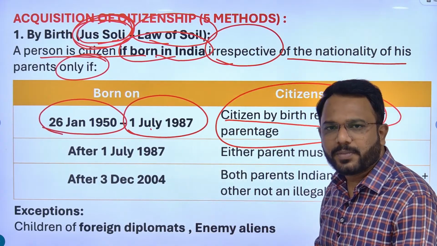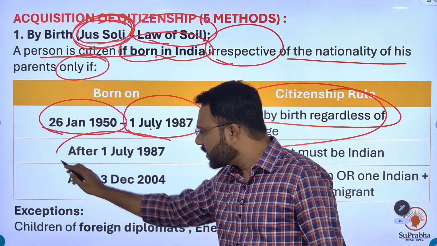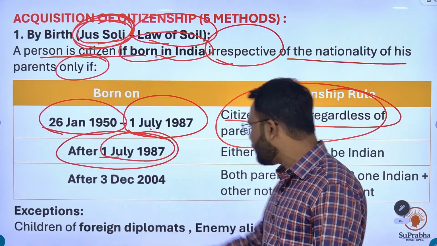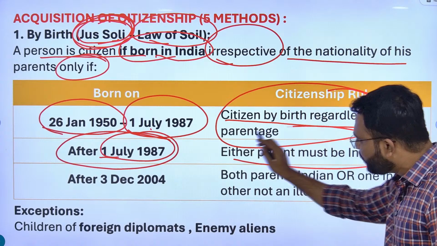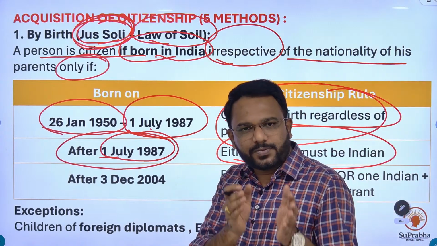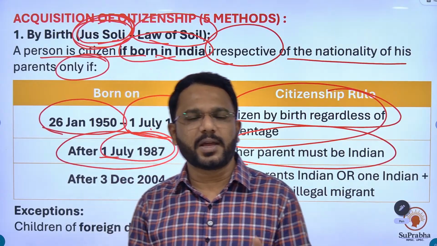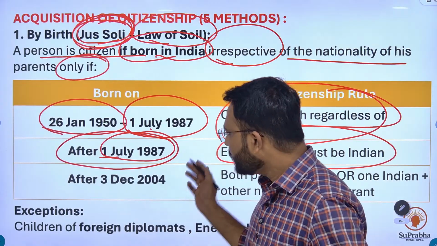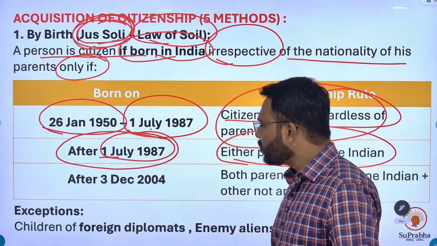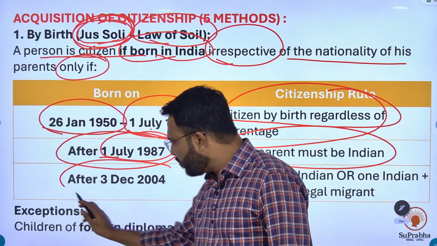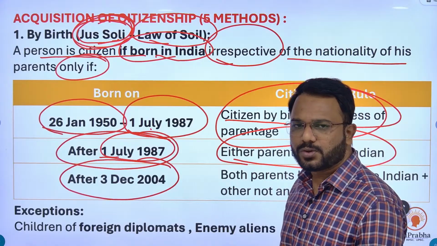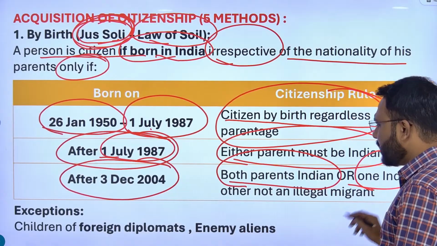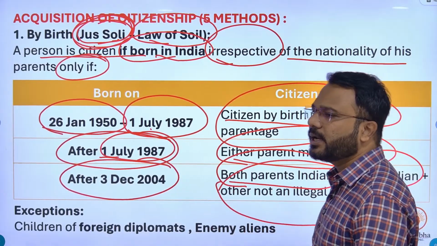But there was an amendment introduced in 1986, and it says that for a child born after 1st July 1987, either of the parents must be Indian. Either his father or his mother should be Indian, only then the child would be a citizen of India. Another amendment was introduced in 2003, and it says that for a child born after 3rd December 2004, both of the parents should be Indians, or one Indian and the other should not be an illegal immigrant.